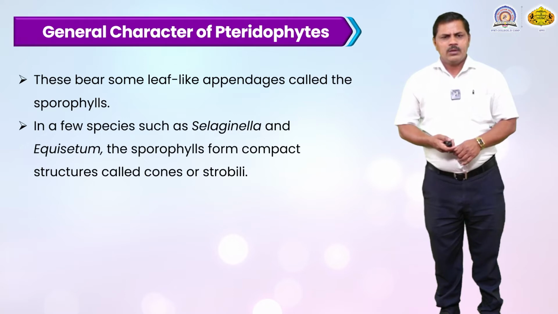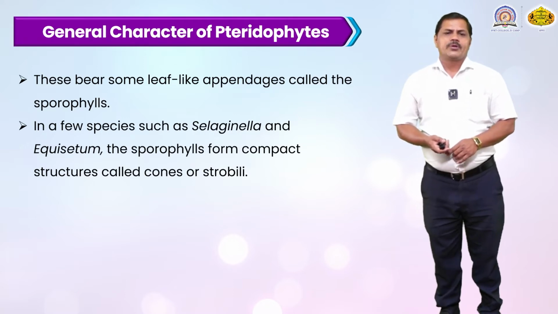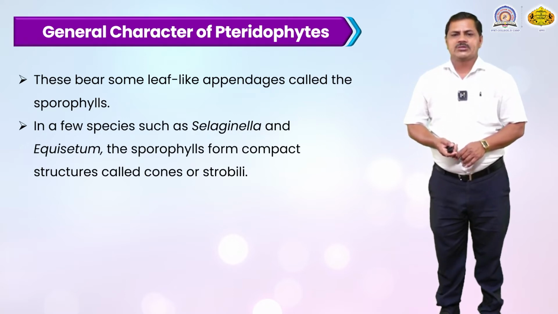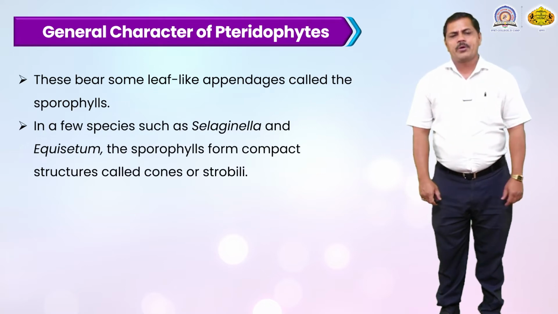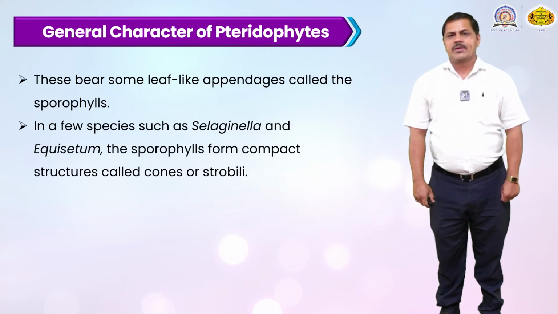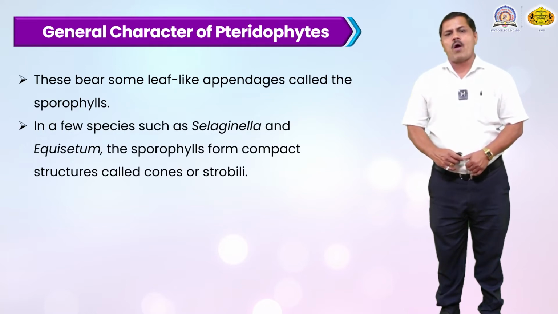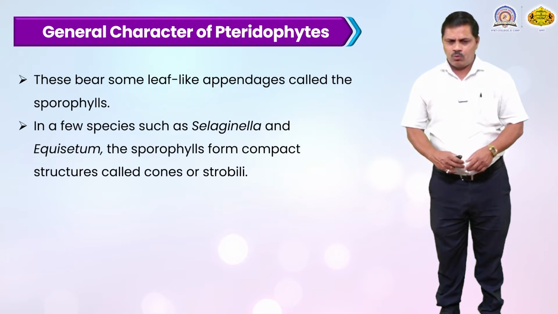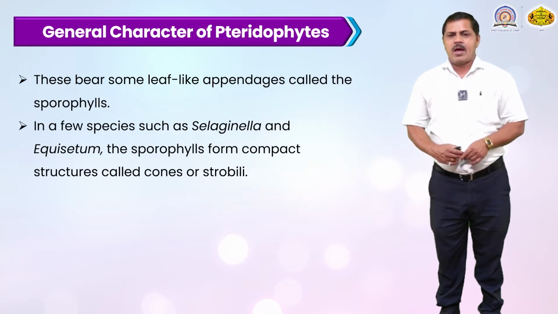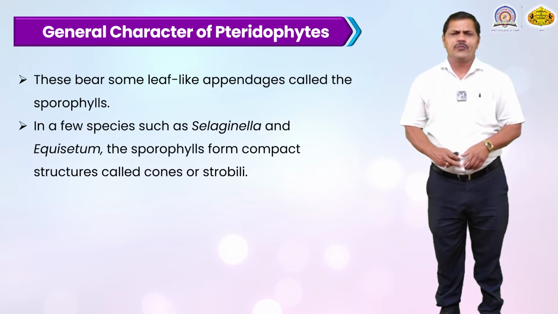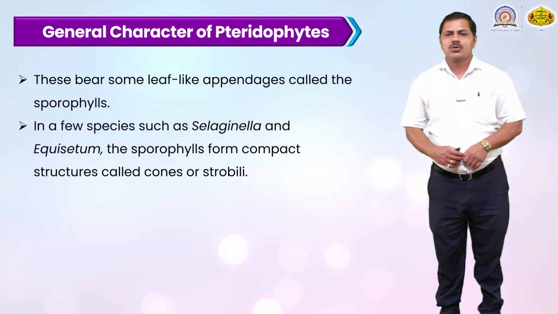Another characteristic feature of the pteridophyte is that it bears some leaf-like appendages called sporophylls. On the surface of the stem there is development of these leaf-like appendages. In a few species such as Selaginella and Equisetum, the sporophylls form a compactly arranged structure called a cone or strobilus. Only in these two, Equisetum and Selaginella, is there a formation of a cone-like structure, very compactly arranged, and hence it is called a strobilus or a cone.